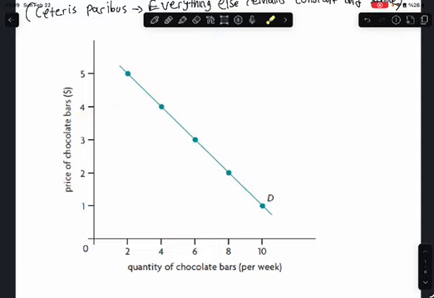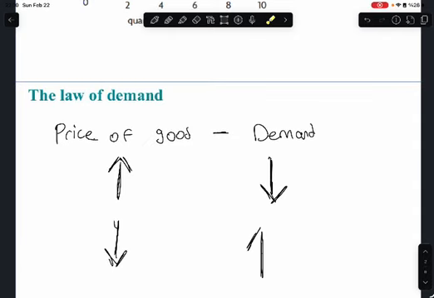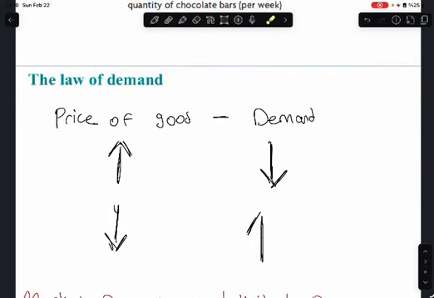So we can talk about the law of demand. The law of demand means there is a negative relationship between the price of a good and its quantity demanded over a particular time period, ceteris paribus. As the price of a good increases, quantity demanded falls. As the price falls, the quantity demanded increases. So we can think of it like you would buy much more of something if it was cheaper.